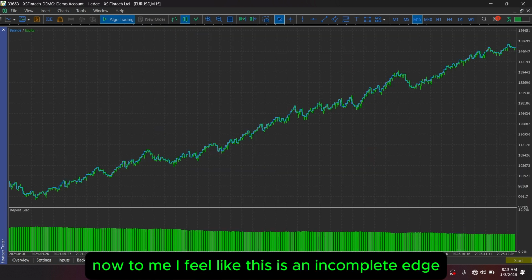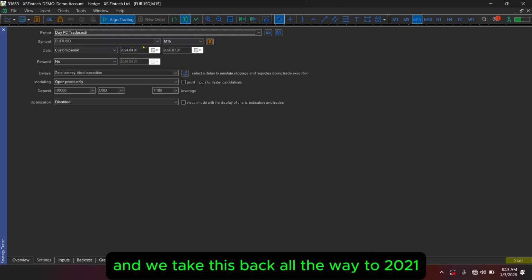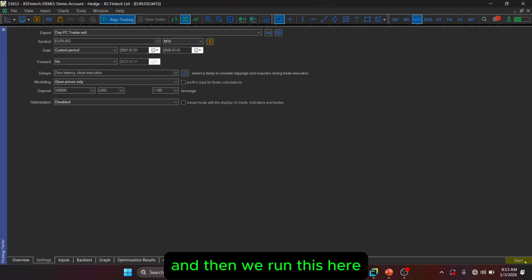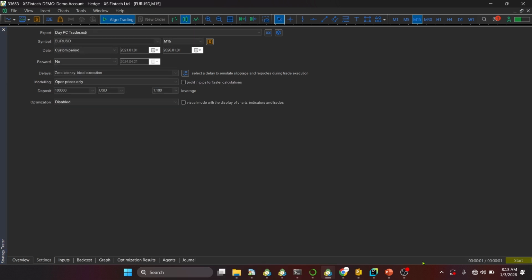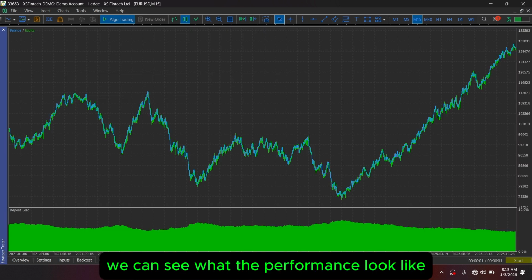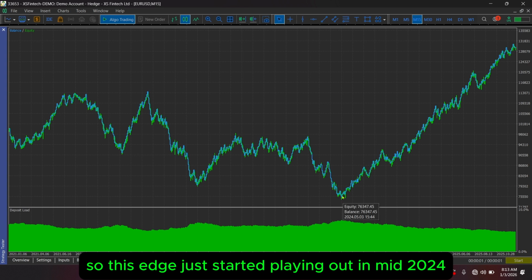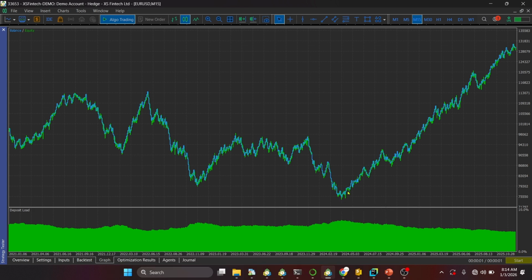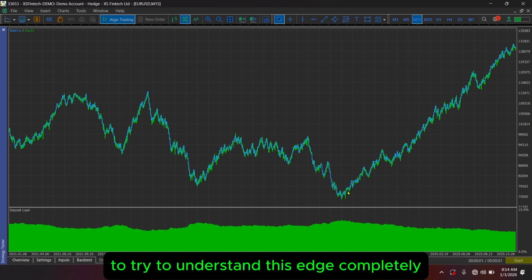Now, to me, I feel like this is an incomplete edge, because if we go back here and we take this back all the way to 2021, and then we run this here, you can see what the performance looks like. So this edge just started playing out in mid 2024, right? So I feel like it's an incomplete edge. I'm going to keep plugging in conditions, plugging in features to try to understand this edge completely.